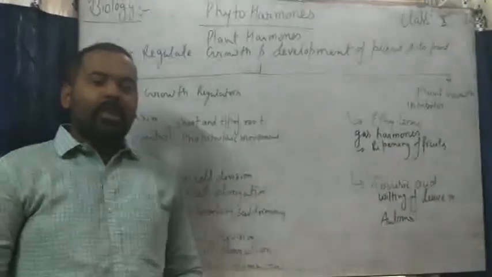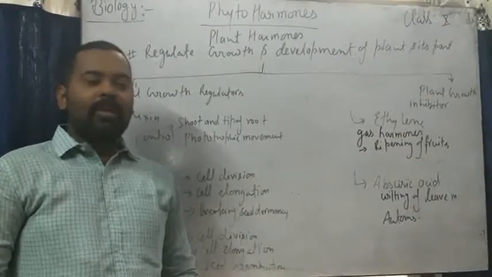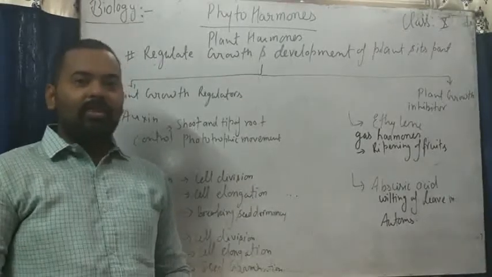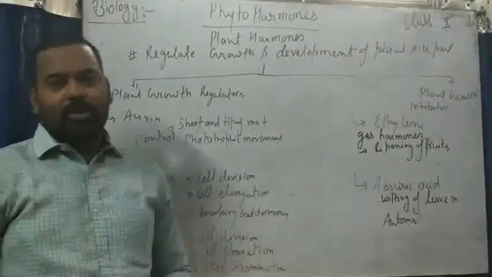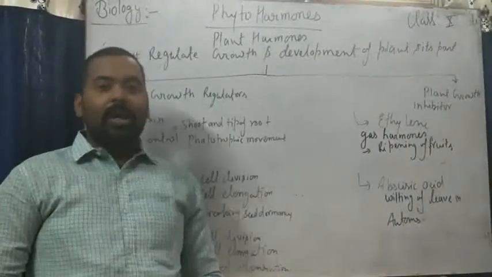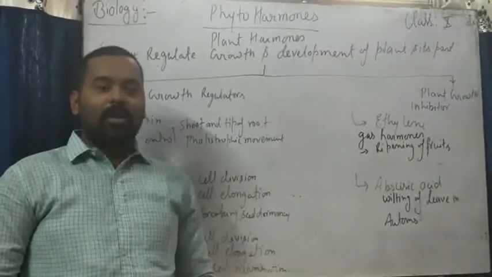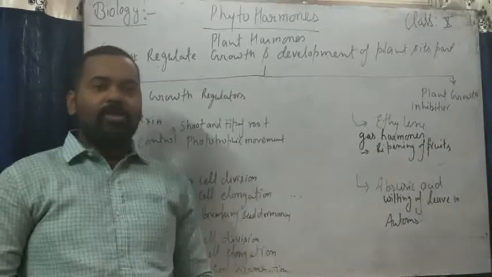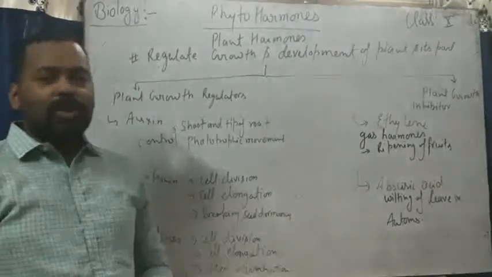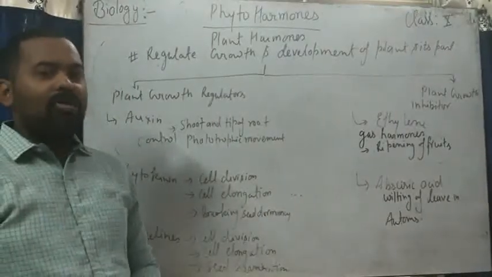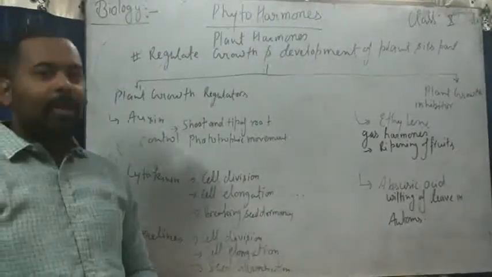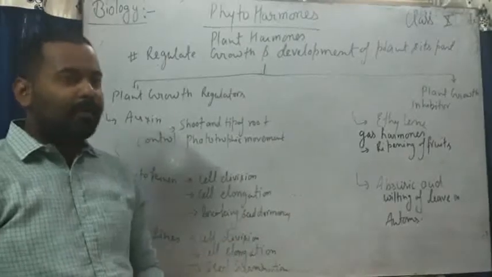Hello everyone. Today we will continue with our second chapter, that is control and coordination, in which we will learn about phytohormones. As you know, plants do not possess any kind of neuron cell or nervous system. Instead, they have some hormones which regulate their growth and development. The hormones present in the plant are called phytohormones, and they help to regulate the growth and development of the plant and its parts.